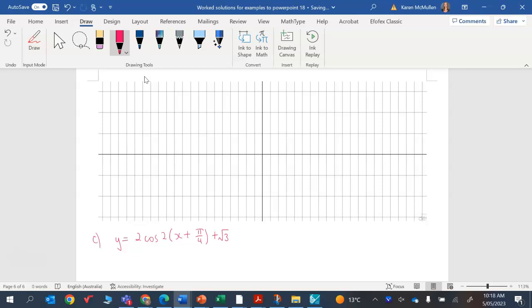Okay, let's go through the important things. So your amplitude is 2. Your period is 2 pi on n, which is, again, pi. We've gone to the left pi on 4, and we've gone up root 3. Don't worry about this root 3. You just treat it like an integer.